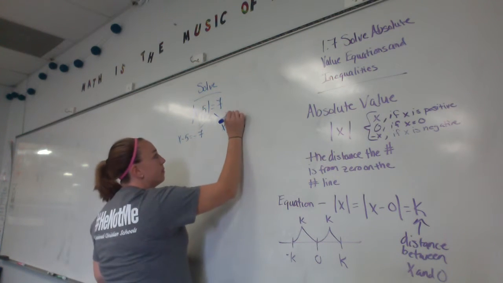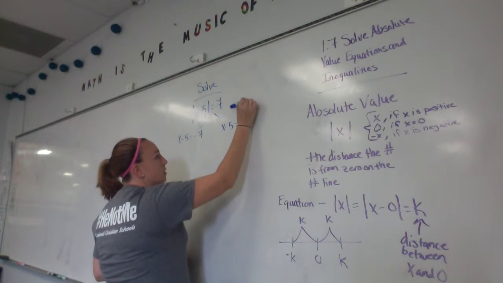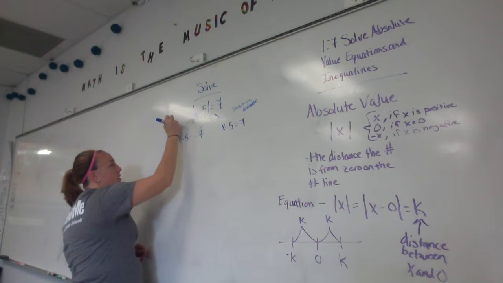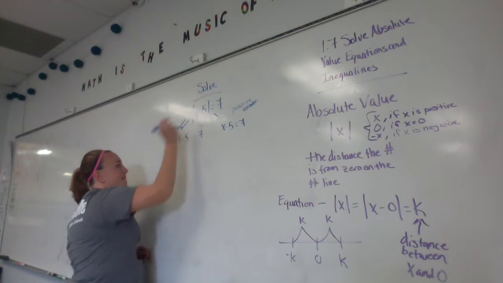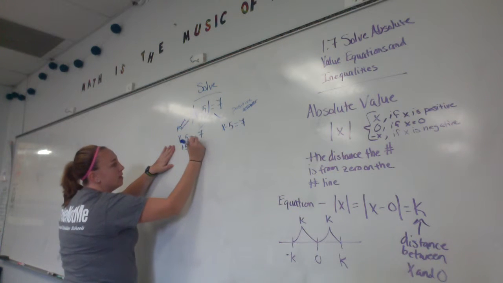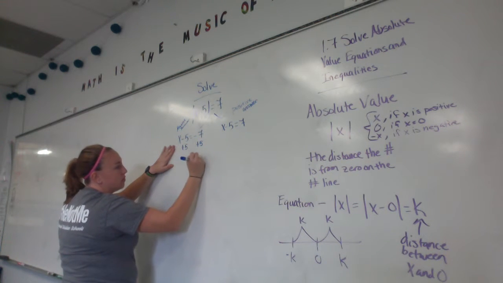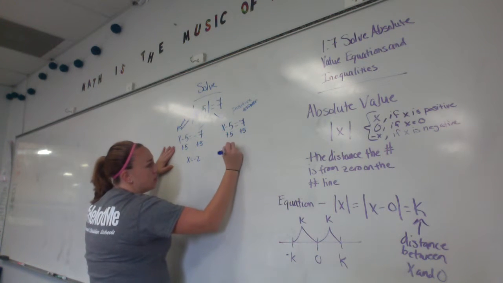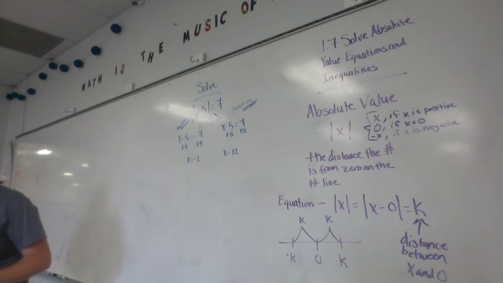One with a positive answer, one with a negative answer. Then I solve both of these equations. When I solve this, I'm adding 5 to both sides, and I get x equals -2. When I solve this, I add 5 to both sides, and I get x equals 12. So the solutions are -2 and 12. These are the values of x that are 7 units away from 5 on a number line.